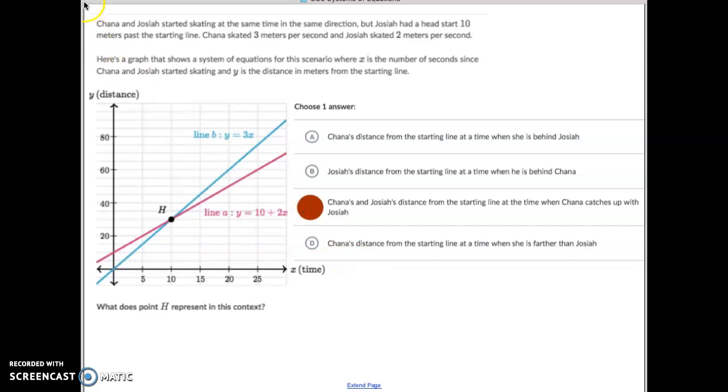So I didn't even need to read this thing. I just need to read my answers and find out where they are the same. All right. Hopefully that makes it really easy. This should be an easy one. You should blow through this.